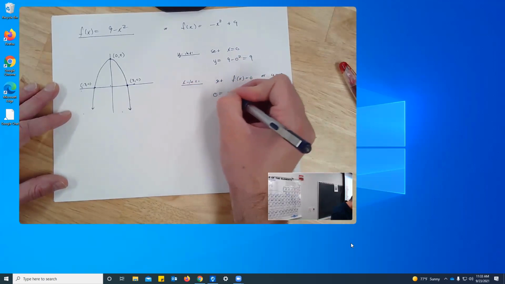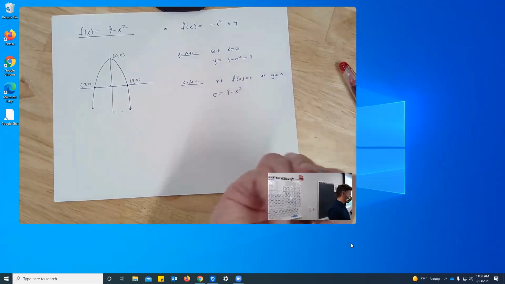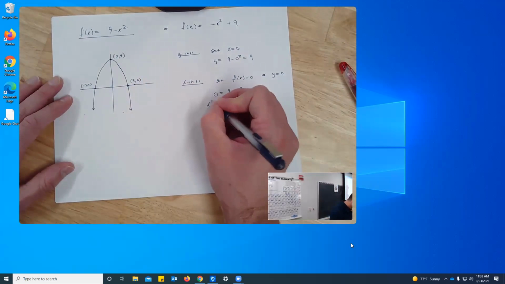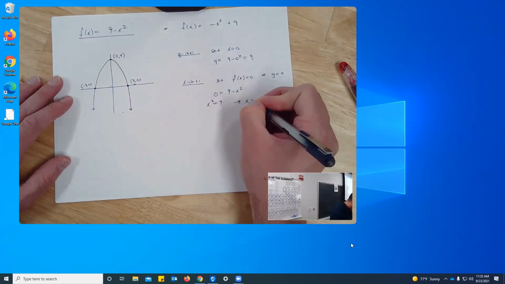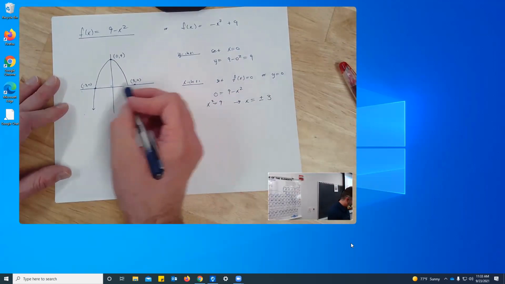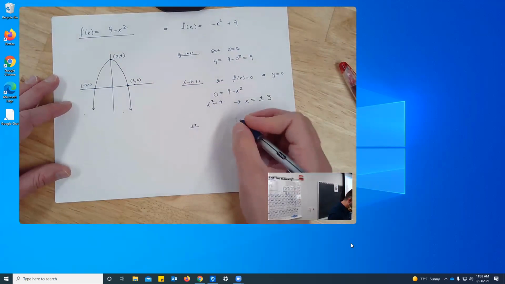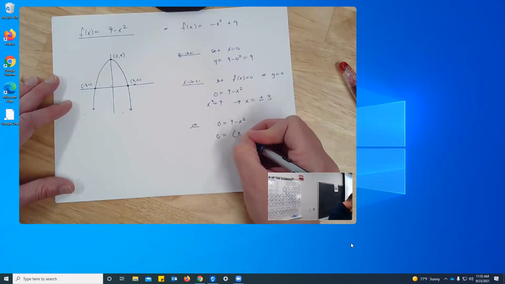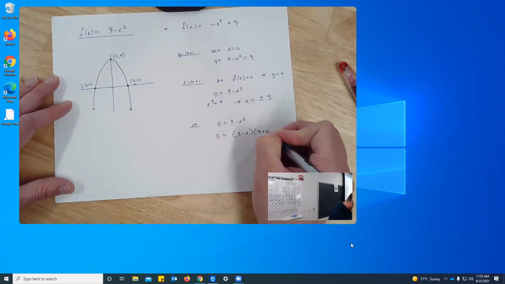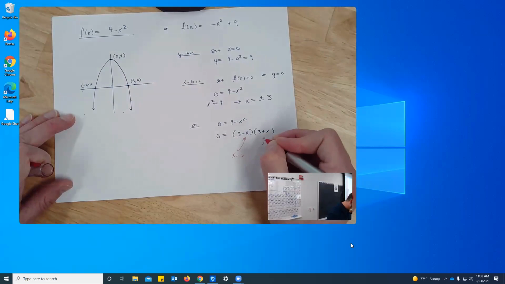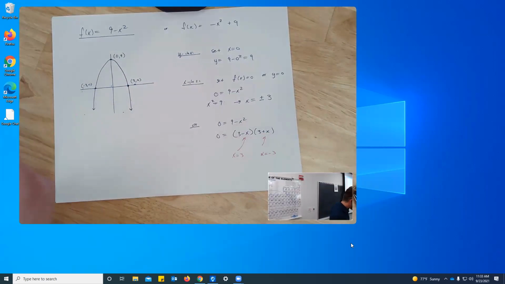And if we do that, we're going to get 0 equal to 9 minus x squared, and then we're going to solve it. You can either solve this by what we did before, or you can say x squared equals 9, x equals plus or minus the square root of 9, which is 3. We can see those are intercepts. Or you could factor: 0 equal to 9 minus x squared factors as 0 equal to 3 minus x times 3 plus x. And we can see from there the solutions are x equal to 3 and x equal to -3.